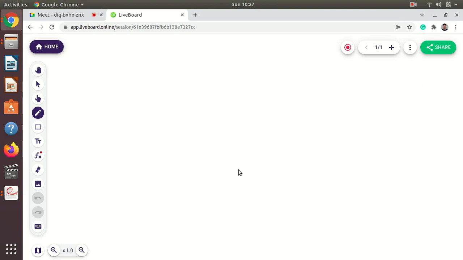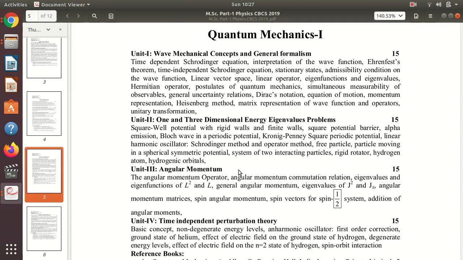We have to use some eigenvalues. We have to use Schrodinger's method, the Schrodinger wave function, and all the methods we will apply in this chapter. Okay, so the chapter name is one and three dimensional energy eigenvalue problems. We will first discuss one dimension, and then we will expand that to the three dimensional problems.